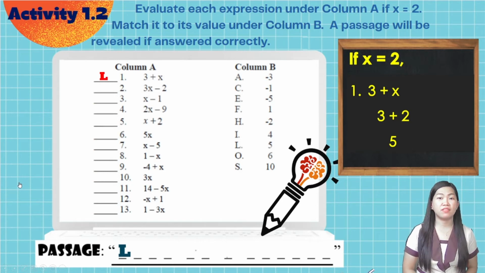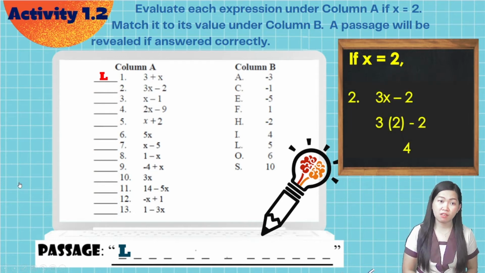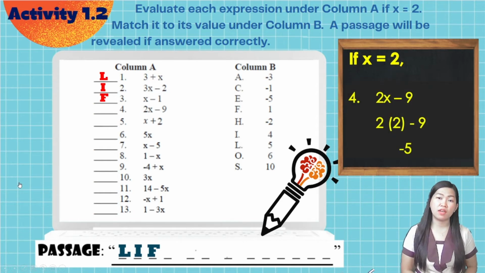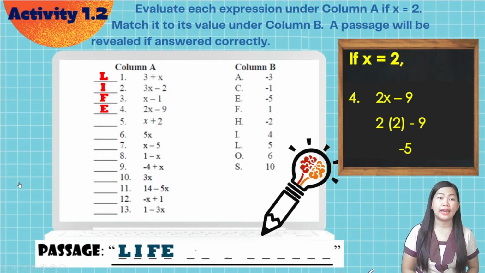So next one, we have the second expression is 3x minus 2. So 3x minus 2, by substitution method, we have 3 times the value of x, 2 minus 2 is equal to 4. And 4 is in letter I. Next one, the third expression is x minus 1. So simply substitute the value 2 minus 1 is equal to positive 1, and positive 1 is in letter F. Number 4, we have 2x minus 9. So again, by substitution method, 2 times 2 minus 9 is equal to negative 5. And negative 5 is in letter E.